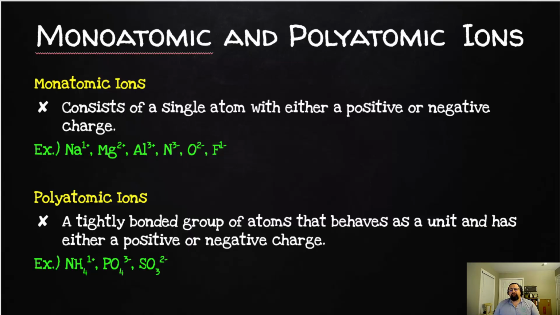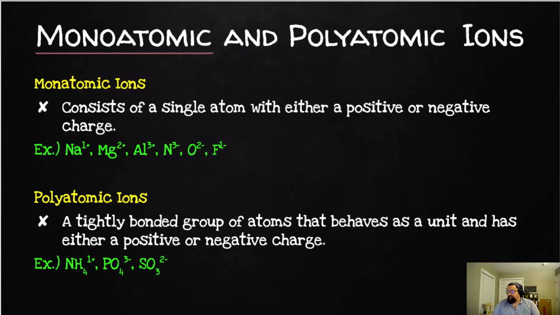There's also polyatomic ions, which would be a tightly bound group of atoms that shares a charge, and that behaves as one unit. So no matter what we have, a monoatomic or a polyatomic, that ion will behave as a singular unit. Some examples of the polyatomic ions are ammonium, which is our NH4 plus, or a phosphate, a sulfate, sulfite. Some of these that you've heard or you'll get familiar with.